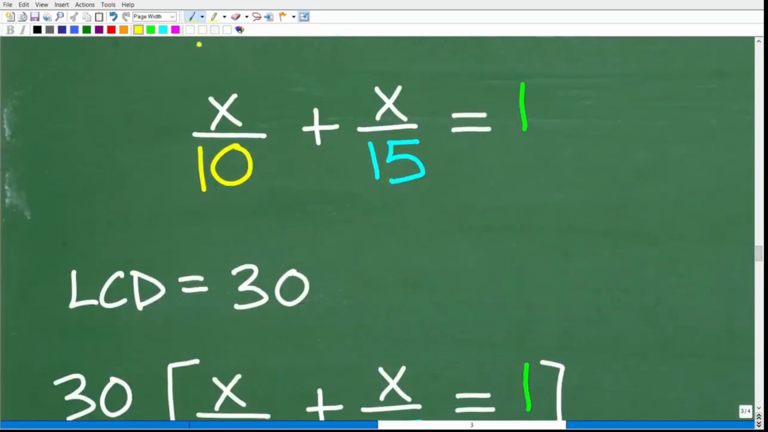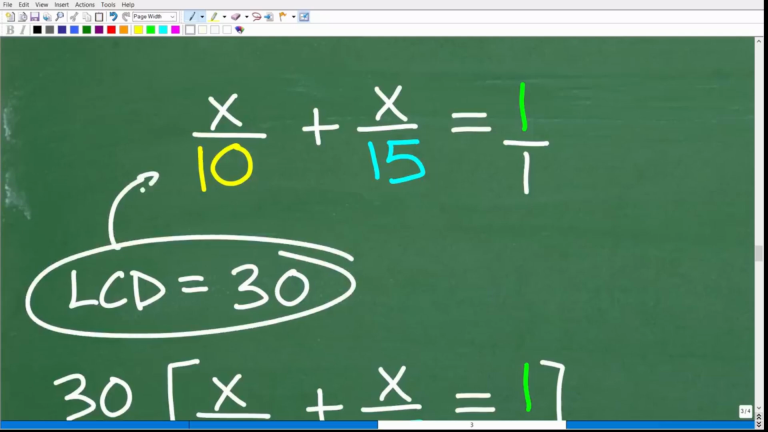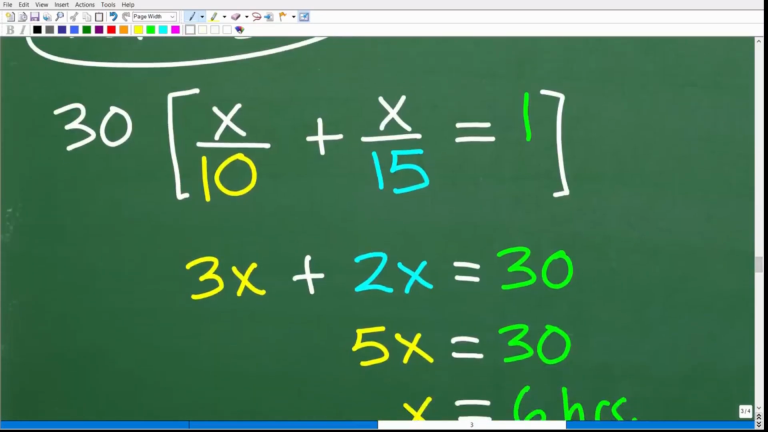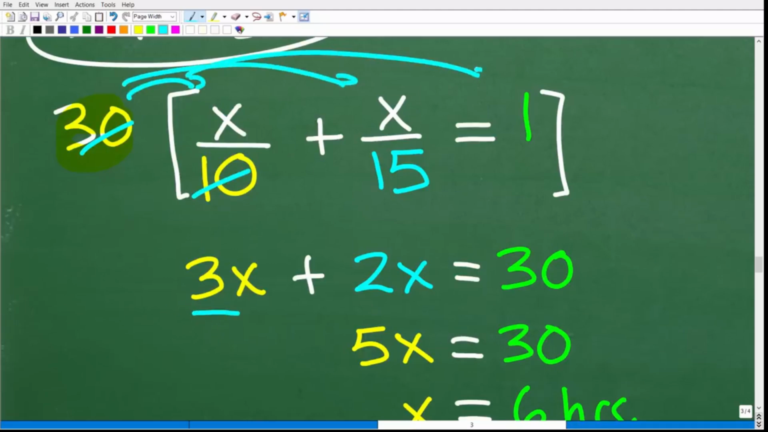What is the LCD? This is the best way to solve this. The LCD here is 30. That's the lowest common denominator. So we could just multiply the entire equation by the LCD. And when we do that, we have 30 times x over 10. So 10 goes into 30 three times, so this is going to be 3 times x, or 3x. Of course, remember, we're using the distributive property here.